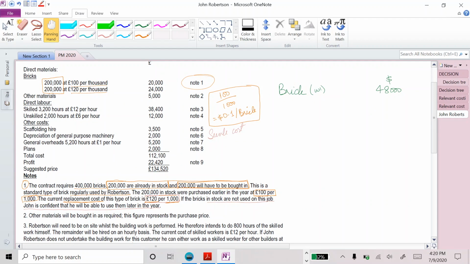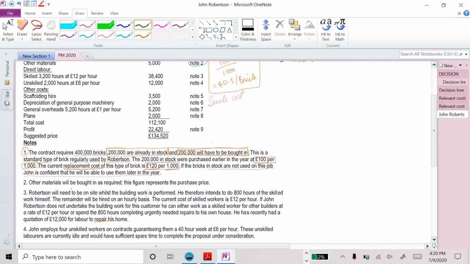Now what's next? Other material, 5,000. You have to go to note number 2. Other materials will be bought in as required. Now try to identify whether this material is available or not. The company will buy, so this material is not available. This figure represents the purchase price.